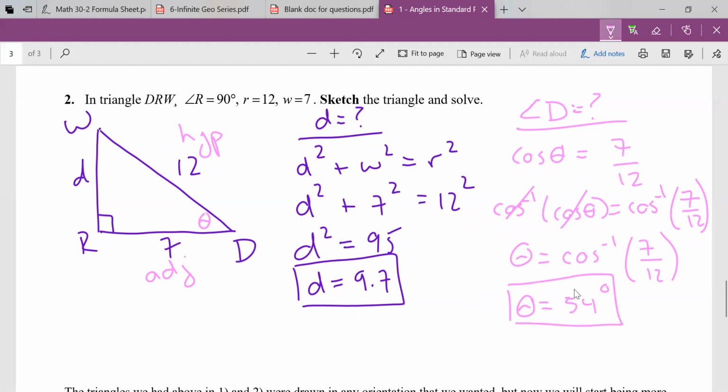And so now we can easily find angle W. I'll call it alpha for giggles. Well, it's got to add up to 180. So we've got 90, 54. So this one here then is going to be 36. There it is. Okay, so there's a quick review for you from grade 10.